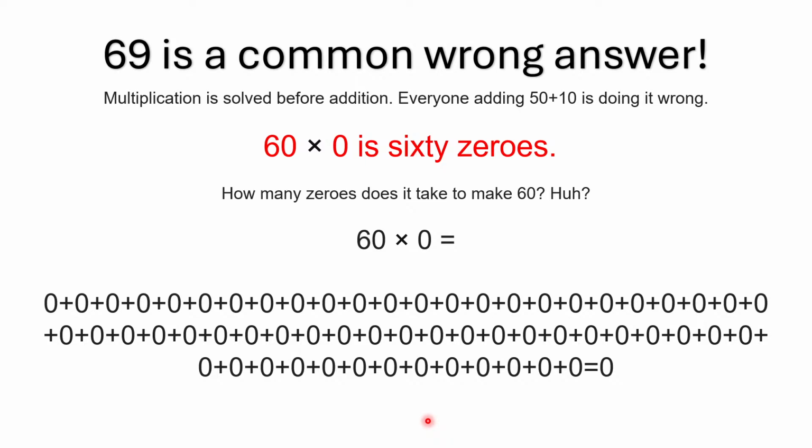And I mentioned that example about people saying, well, if I have 10 oranges, multiply them by 0, I still have my 10 oranges. Well, what they just described there is 10 plus 0. They're confusing addition and multiplication. Everyone adding 50 plus 0 in a problem like this is doing it wrong, right? Even if you were blindly solving left to right, 60 times 0 is the same thing as adding 0 sixty times. No matter how many times you add zeros, you get 0.